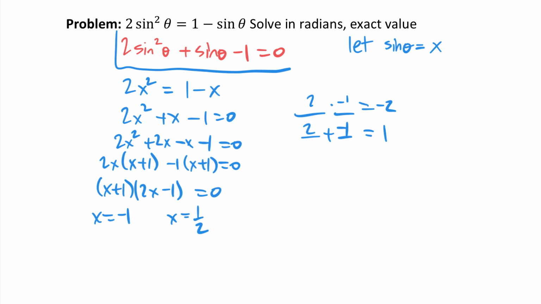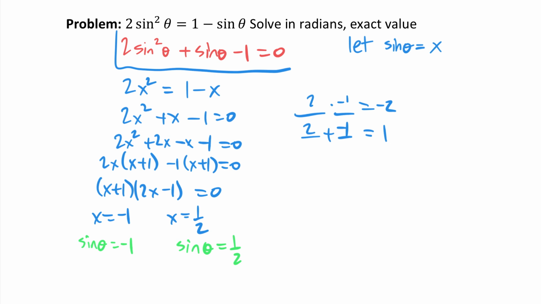But just to show you, we do need to finish off the question. So here we now need to write sine theta equals -1 and sine theta equals 1/2, because that's what x was. x was just temporarily the sine theta. We're actually solving for theta, so we do need to finish off the question.